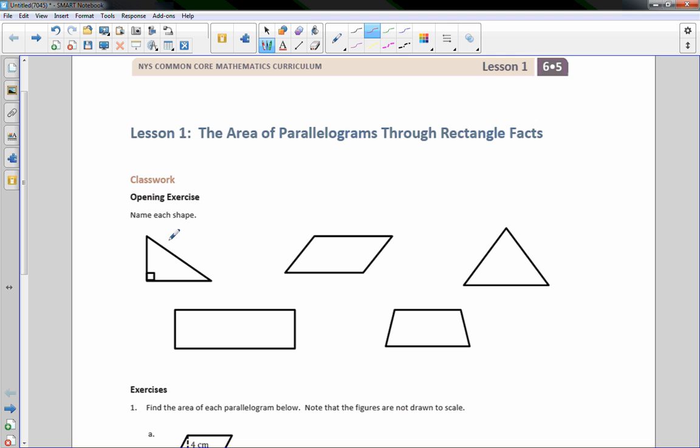So, the opening exercise says to name each shape. Okay, if I look at this, I'm going to say, well, that is a triangle. All right, that is true, but let's be more precise. How about a right triangle? Since I have a right angle here in this corner telling me that that is 90 degrees, this is a right triangle. Now in class, students thought that this was a rhombus.